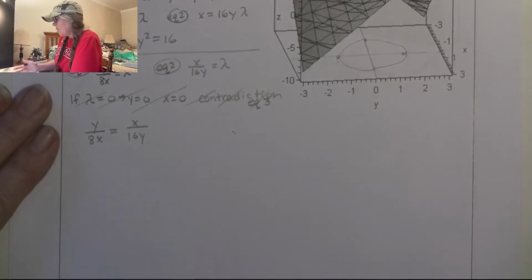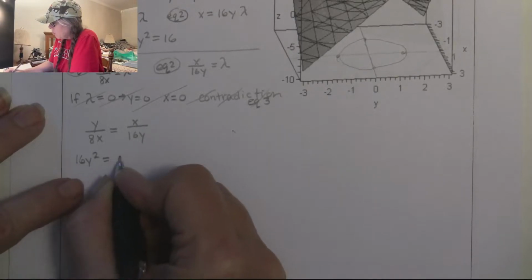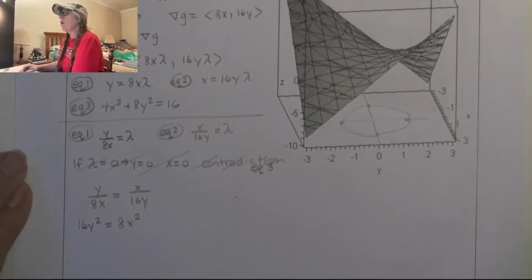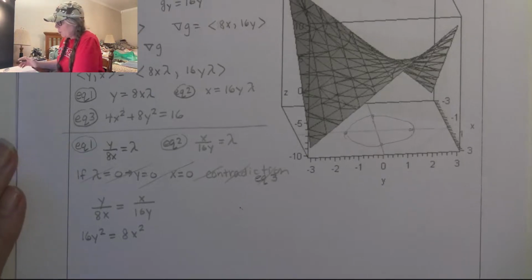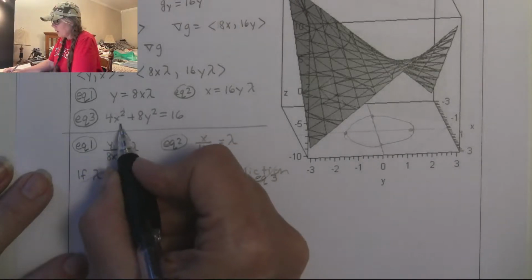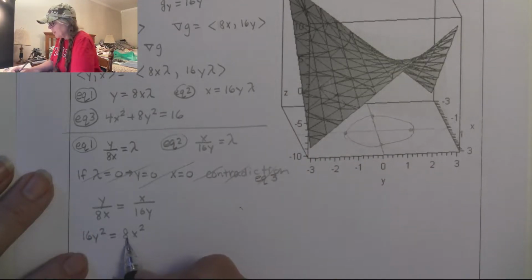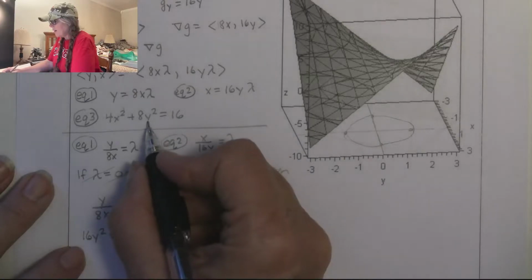So now my idea was to cross multiply that. When I cross multiply, I get 16y squared equals 8x squared. And remember, I'm going to use all of my pieces. Right now I'm using equation 1 and equation 2, and I'm hoping also to use equation 3. I didn't notice this when I did it before, but I could make this into 4x squared too. And same over here, this is 16y squared, I could make that into 8y squared.